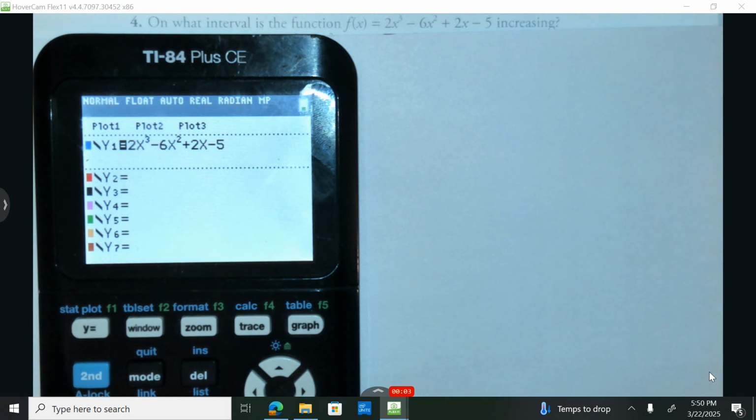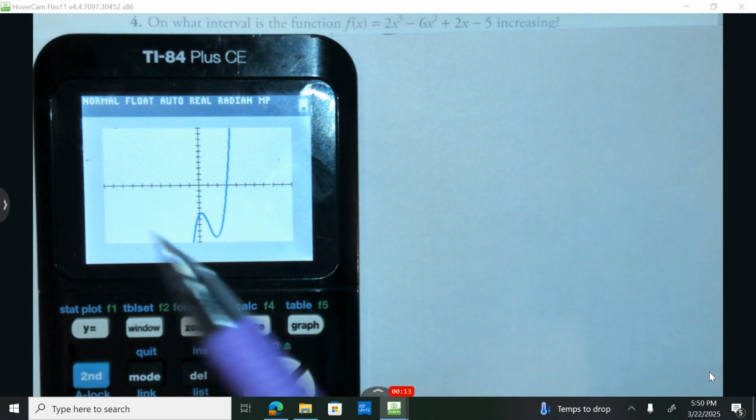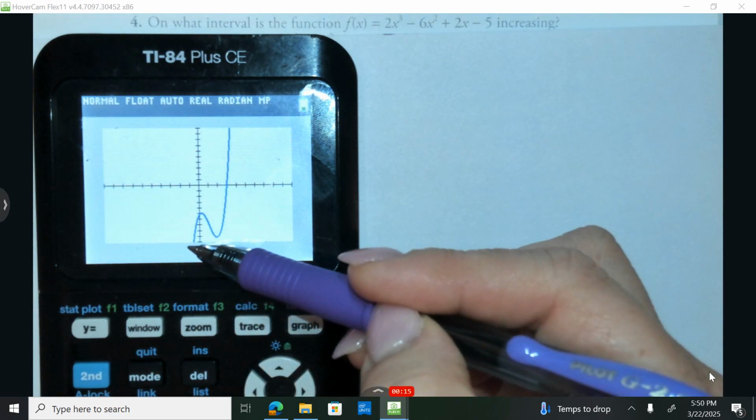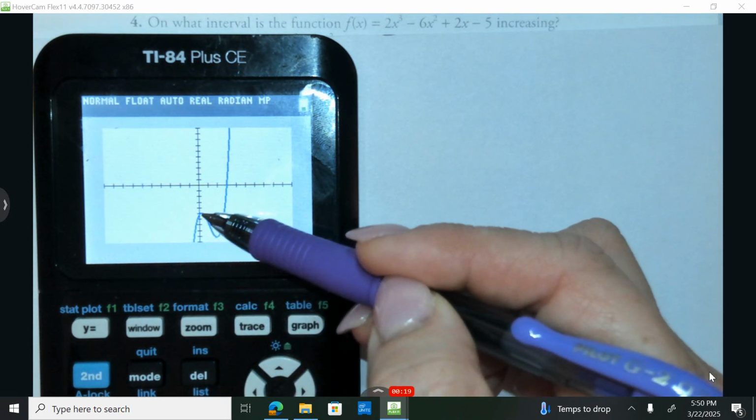Question 4 from task number 9: on what interval is the function f of x increasing? So we're going to plug this into our graphing calculator as I've done, and we're going to hit graph. Now I can see that going from left to right, so judging it horizontally from left to right, it is increasing.